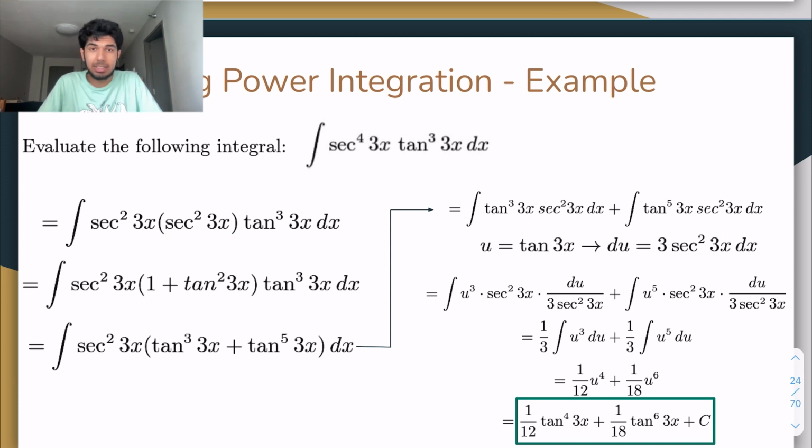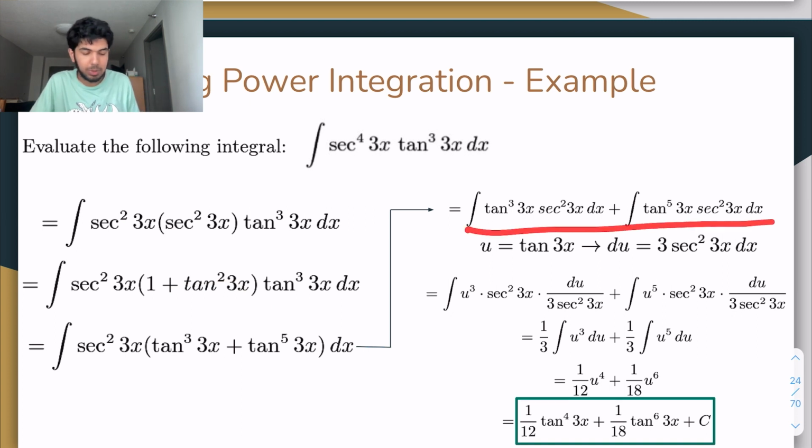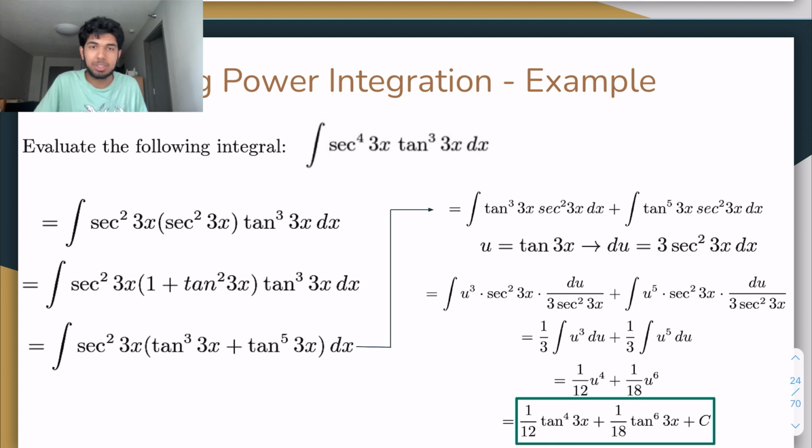Now, just as we did in the sine cosine example, we'll distribute this term into the parentheses, this tangent cubed term. So we get secant squared of 3x times tangent cubed of 3x plus tangent to the fifth of 3x. And again, we'll distribute the secant squared term in and split up the integrals, and we're left with this sum of two integrals. And again, we can use u-substitution to solve this. In fact, we can do it simultaneously.